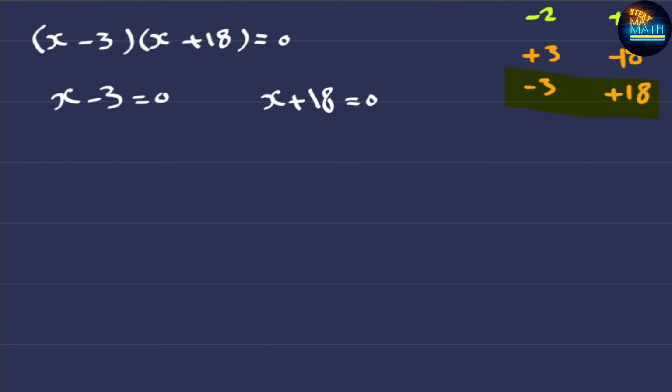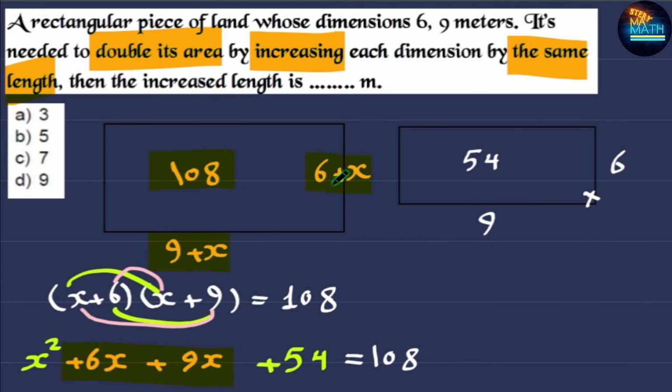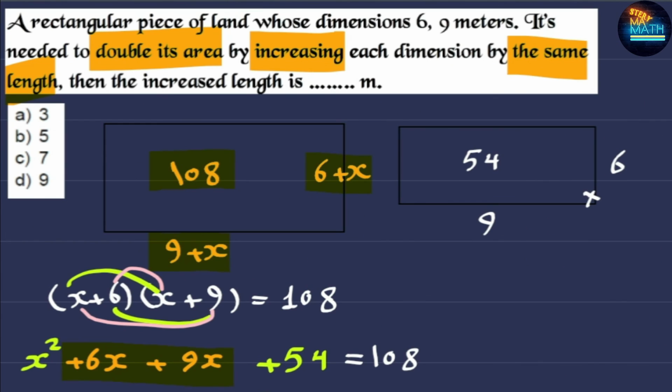Now either x minus 3 is equal to 0, or x plus 18 is equal to 0. In x minus 3 equal to 0, moving negative 3 to the other side, you get x is equal to 3. And here x plus 18 is equal to 0, moving 18 to the other side with the opposite sign, you get x is equal to negative 18. And this value is rejected. Why? Because if you substitute x with negative 18 in the dimensions, you get 6 minus 18 and 9 minus 18. And in both cases, you get a negative number, and the dimension should be a positive number. So now the increased length is equal to 3.